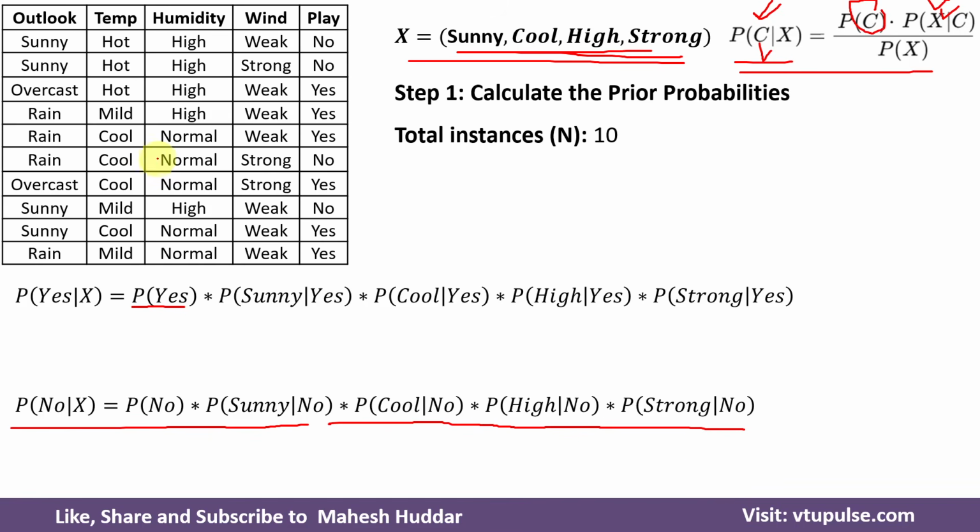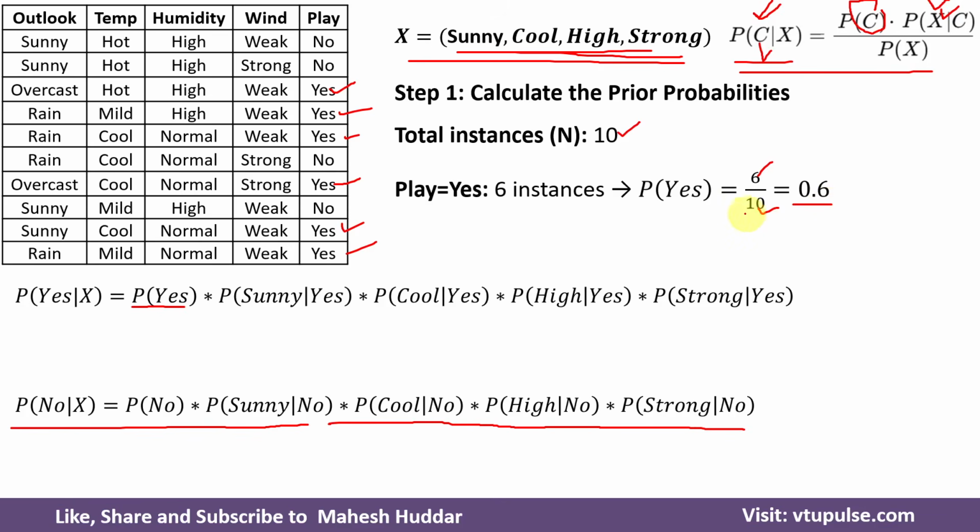So first we need to calculate the prior probability, that is the probability of yes and probability of no, and here we can see that we have a total of 10 examples, so n is equal to 10. First I will find the probability of yes, and in this we have 6 yes examples. So probability of yes is equal to the number of yes examples divided by the total number of examples. The number of yes examples is 6 and the total is 10, so 6 divided by 10, which is equal to 0.6. Then the number of no examples is 4, so probability of no is equal to 4 divided by 10, which is equal to 0.4.